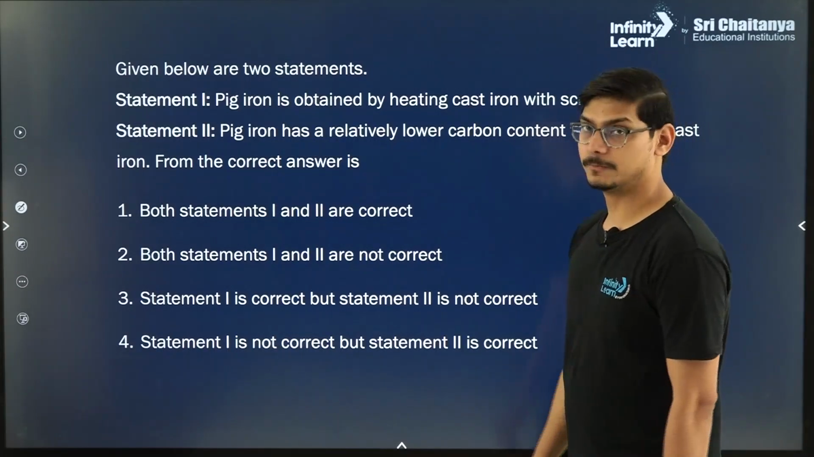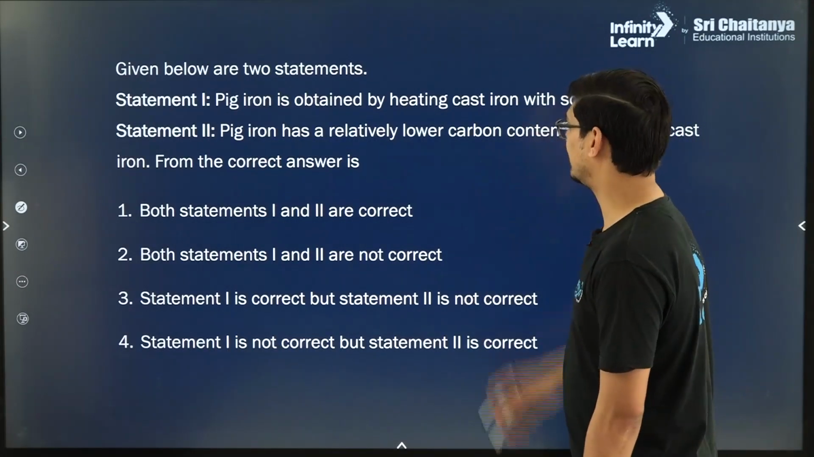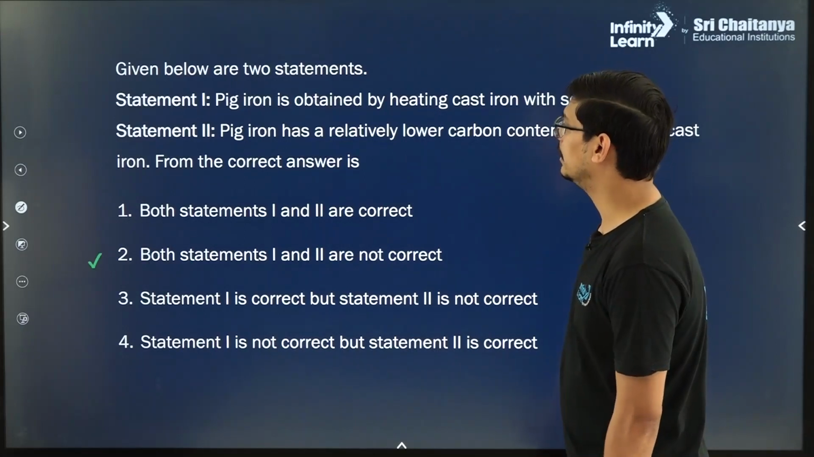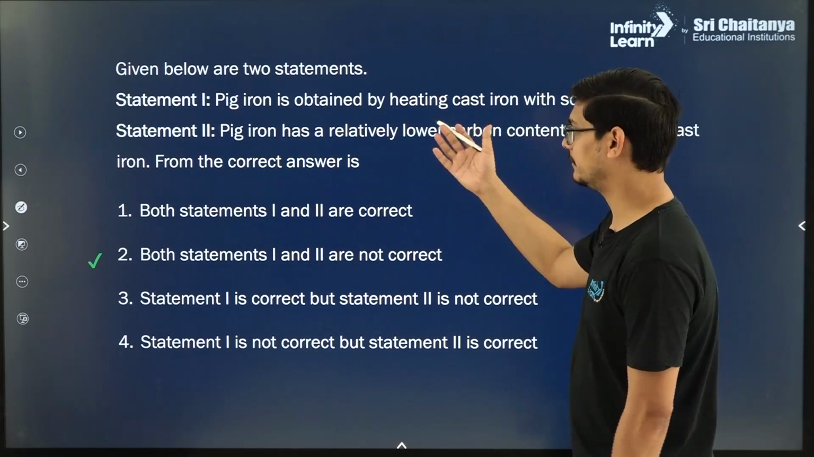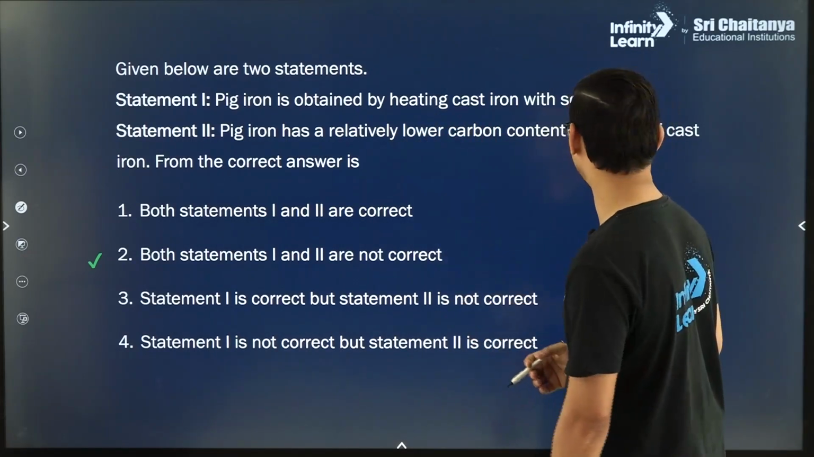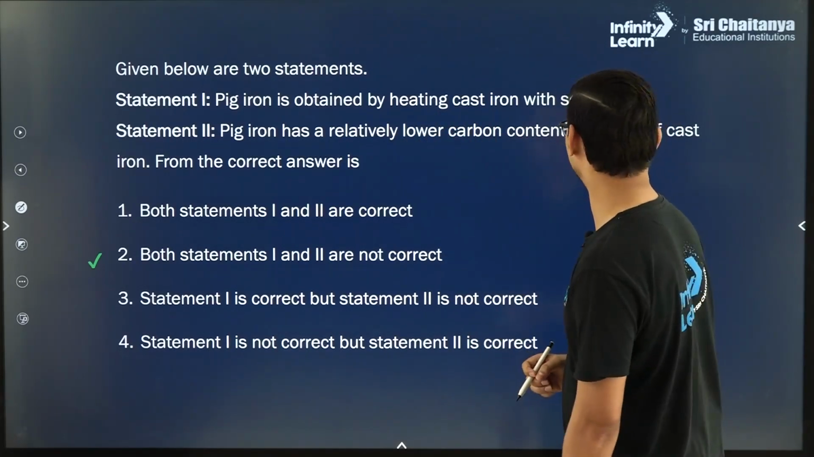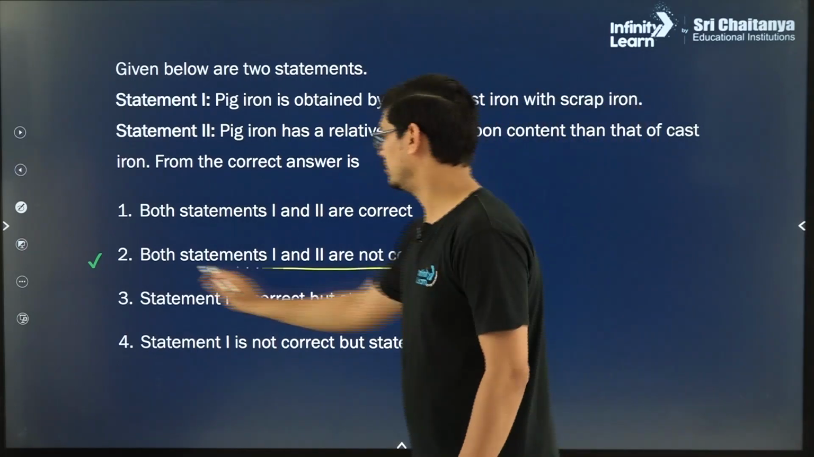Pig iron is directly obtained from blast furnace. It is not obtained from cast iron. Incorrect. Pig iron has a relatively higher carbon content because it is directly obtained from blast furnace. It has the highest amount of carbon content. So that is not true, right? So both statements 1 and 2 are false.